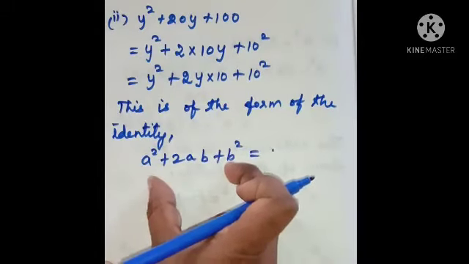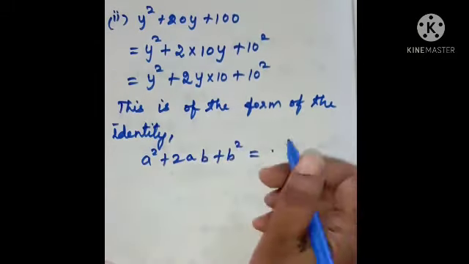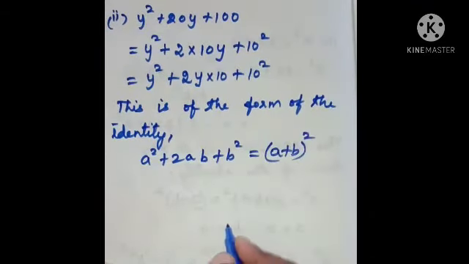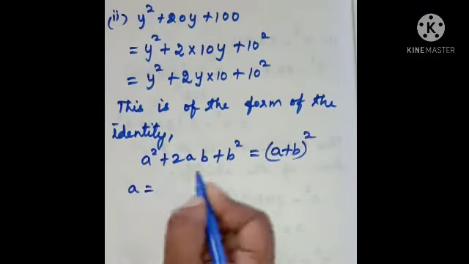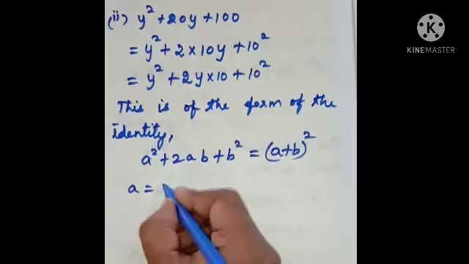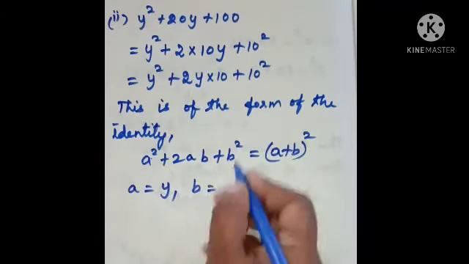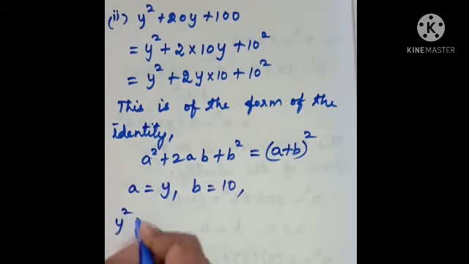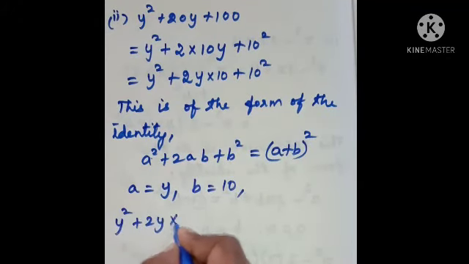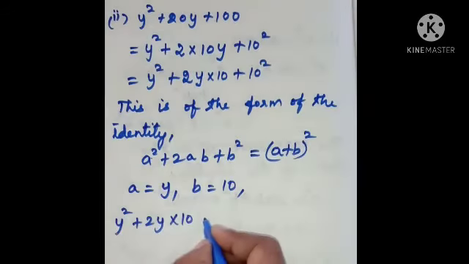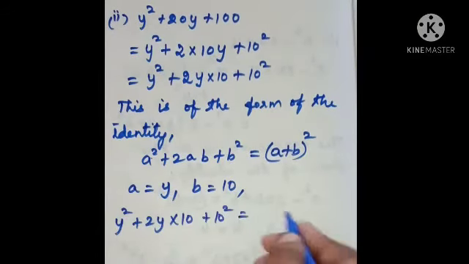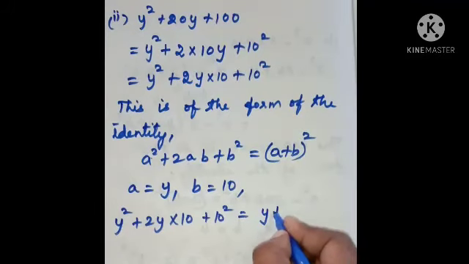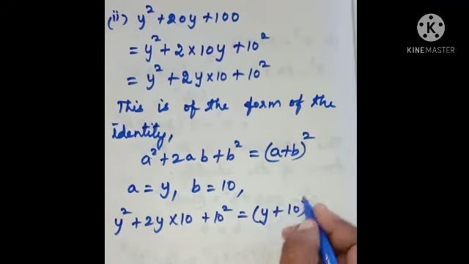So what is the identity? What does it give? Yes, that is a plus b the whole square. So here in place of a, it is y. In place of b, here it is 10. So children, y square plus 2 into y into 10 plus 10 square can be written as a plus b the whole square. a is y, plus b is 10, the whole square.